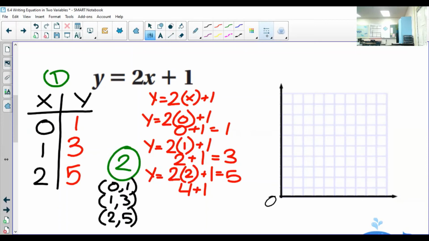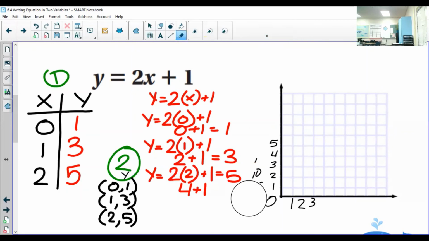Your x is always going to be 1, 2, 3. My y's, if you see over here, my y's go up to 5. So I'm going to count to 5. 1, 2, 3, 4, 5. Now, if your numbers in the y column were bigger, you could count by 5s on each line. You could count by 10s, 50s, 20s, or 100s, whatever you wanted, okay? But here we are.